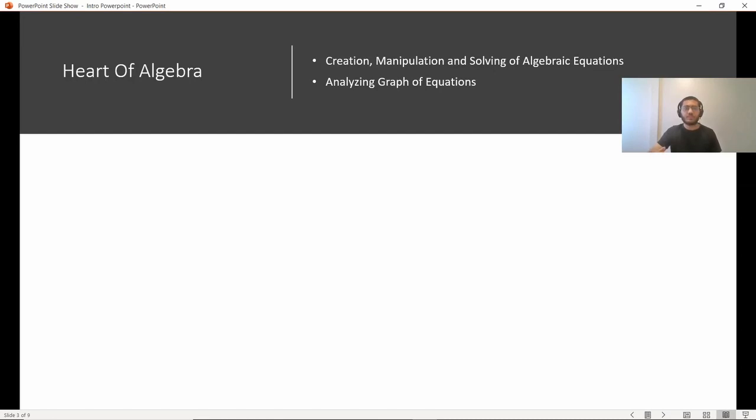And I guess it also has analyzing graphs of equations on a Cartesian plane. So looking at graphs, lines, and being able to understand what all of that represents, what it means, and being able to manipulate the data given there to reach conclusions, all of that is included in the Heart of Algebra.